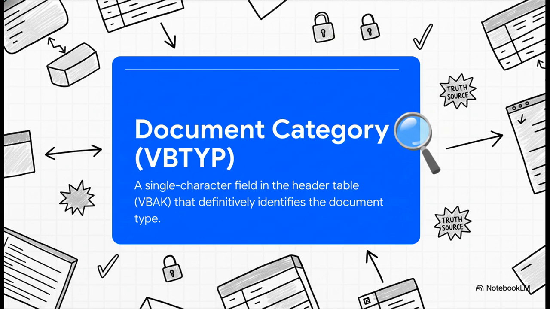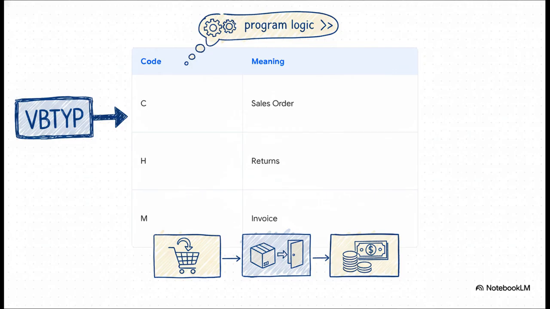Now, this is not the same as the OR or RE we just talked about. This is the system's internal, hard-coded, single-character ID. It is the absolute, unchangeable source of truth for what a document really is. And here are the codes that matter. See, the system doesn't care about the descriptive names we give our document types. It has its own language. If VBTYP is C, it's a sales order, period. If it's H, it's a return. If it's M, it's an invoice.